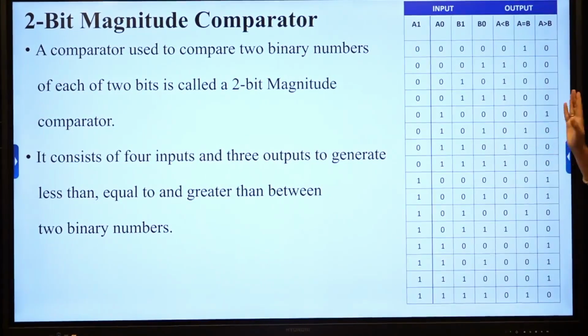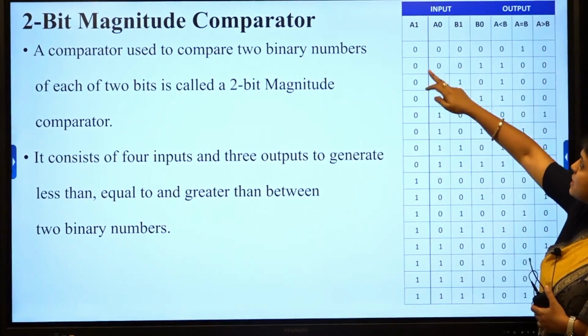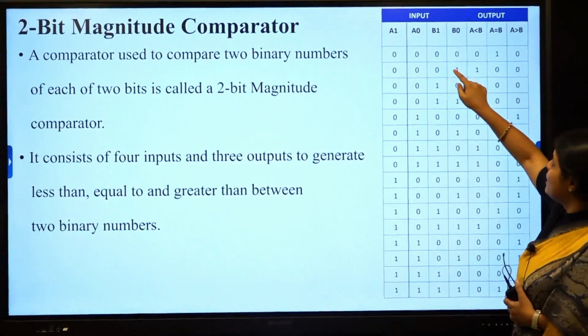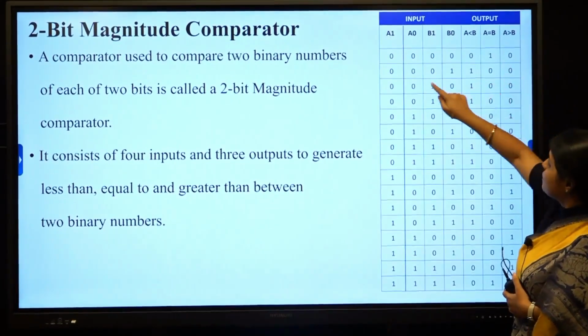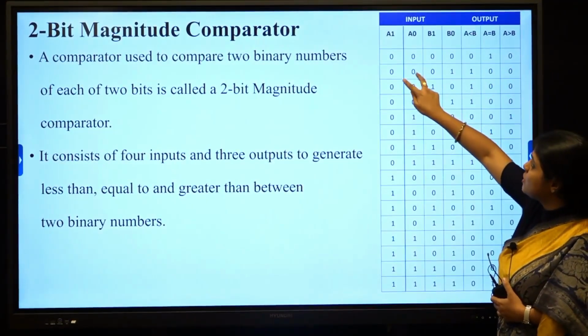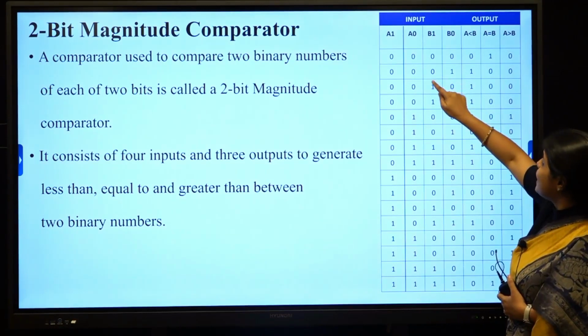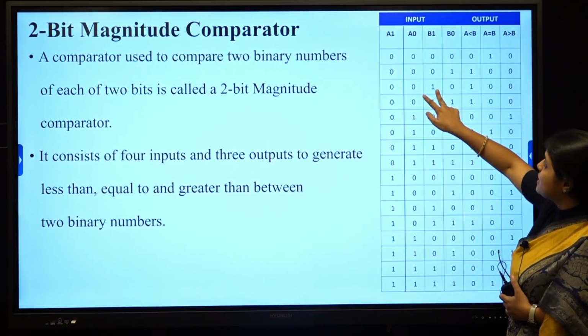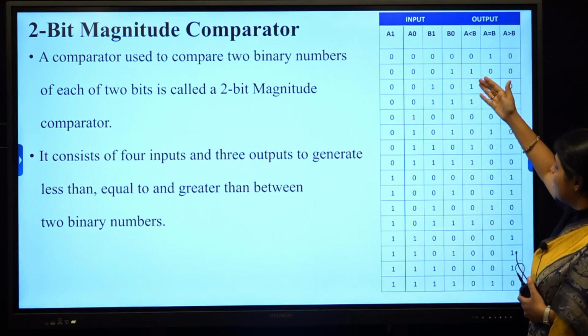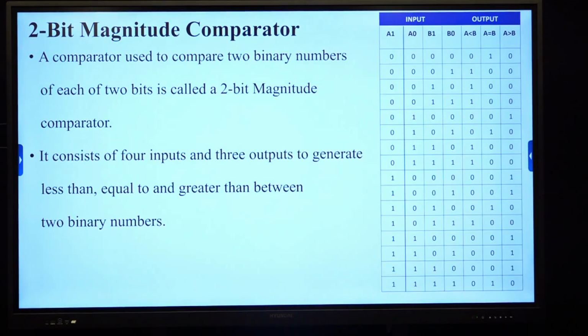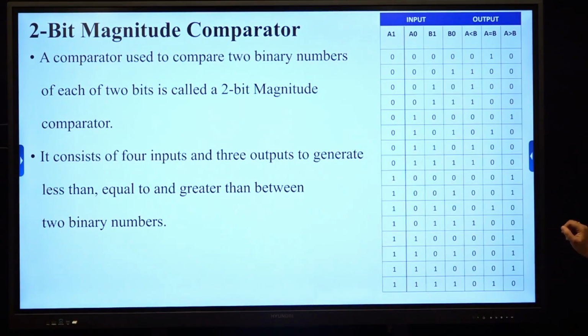And then, like what we have seen, 0 0 is 0, 0 0 is 0, both of them are equal, hence A equal to B. When A0 A1 are 0 and this is 1, that is A less than B. Even in this case, A less than B. So similarly, we go for all the combinations and generate this truth table.